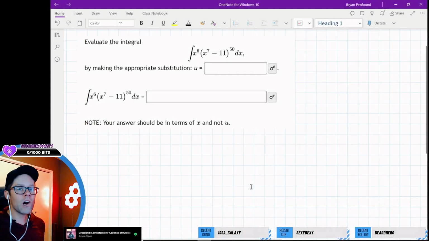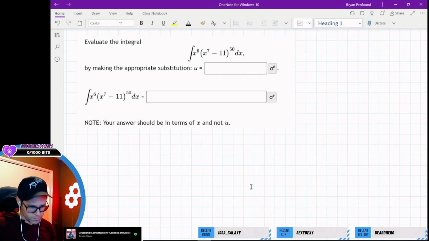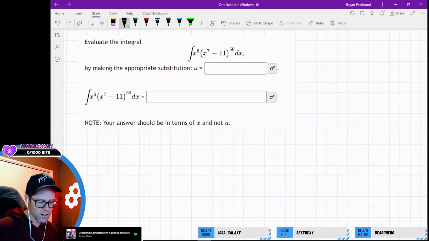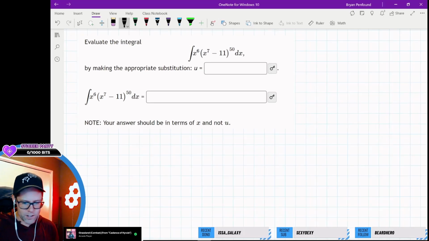Section 3.2 is all about the substitution method. So we will be doing a quick little recap of the substitution method here for those of you who are present and just chilling out and relaxing.